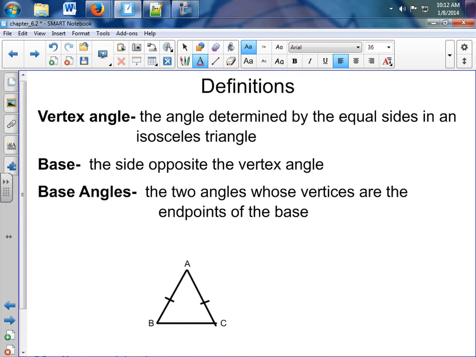Okay? The base angles, the two angles whose vertices are the endpoints of the base. Sounds really confusing, but it's not. These two right here are your base angles. Okay? The base angles are opposite the equal sides too.